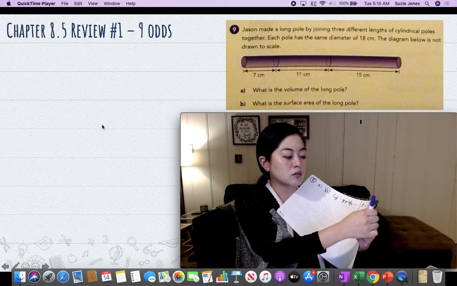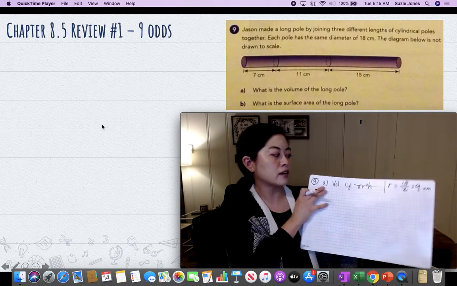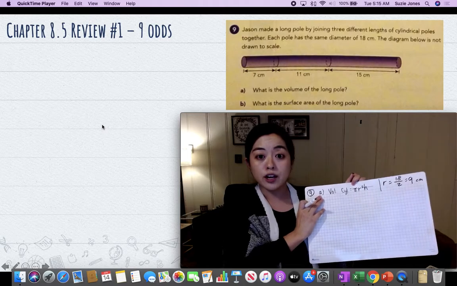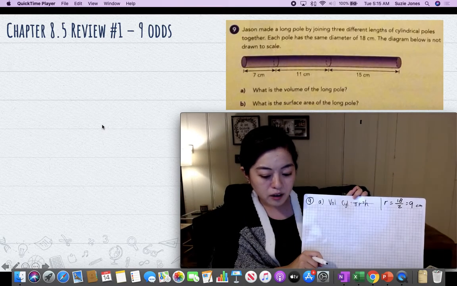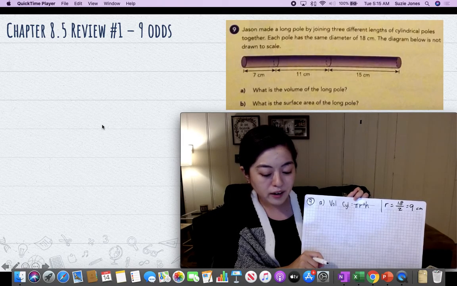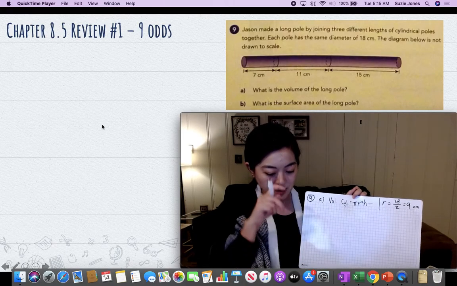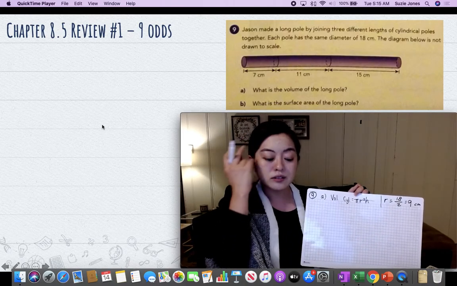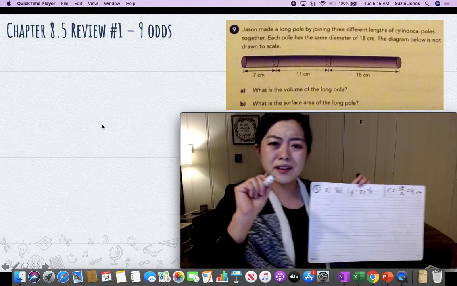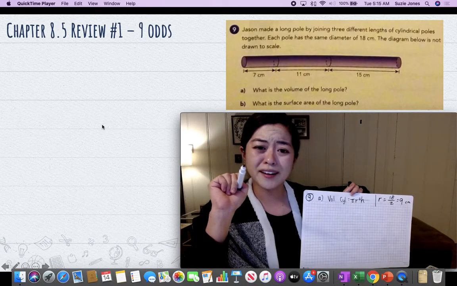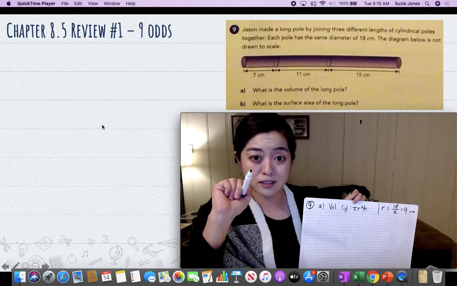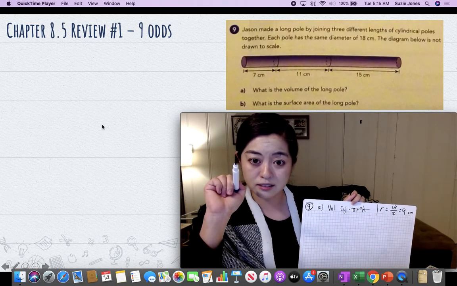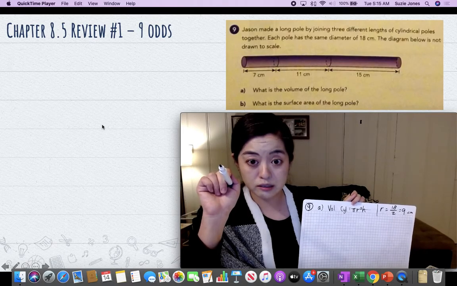All right. So let's look at part A. It says we want to find the volume of the pole. What I would recommend doing is this. There are 2 ways that you can do it. You can do the volume of the first cylinder plus the volume of the second cylinder plus the volume of the third cylinder.